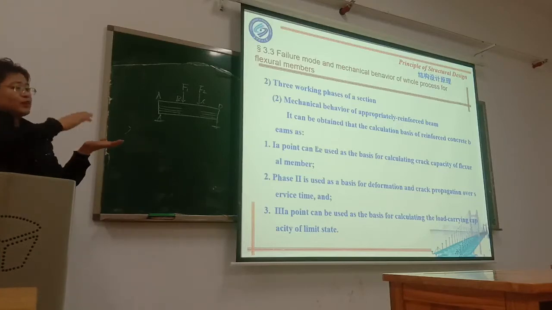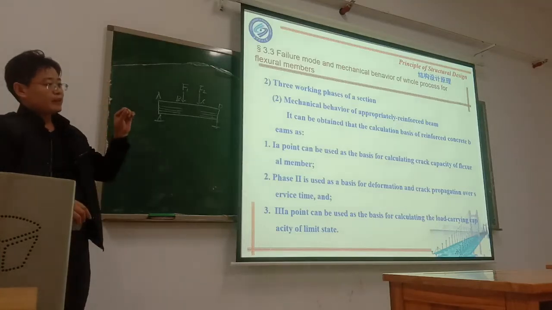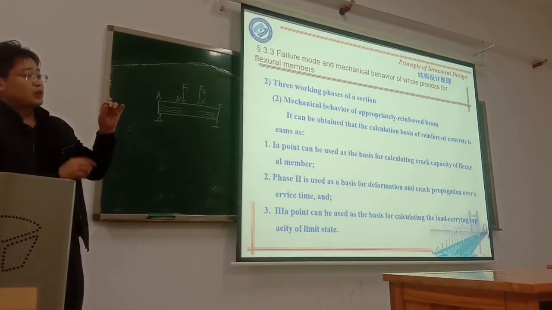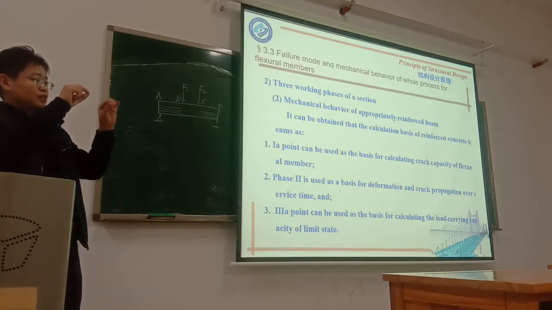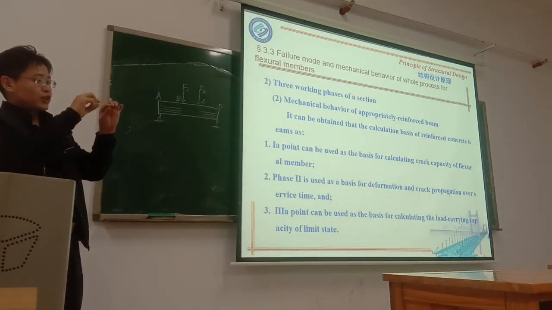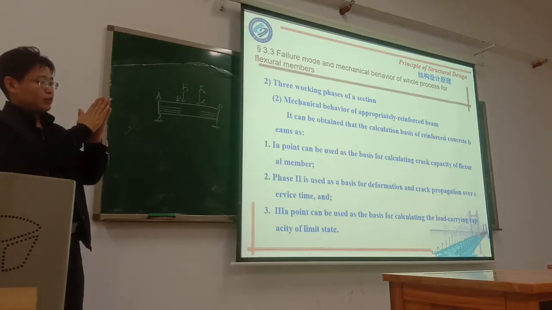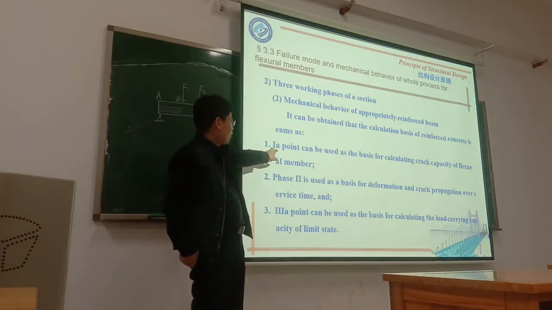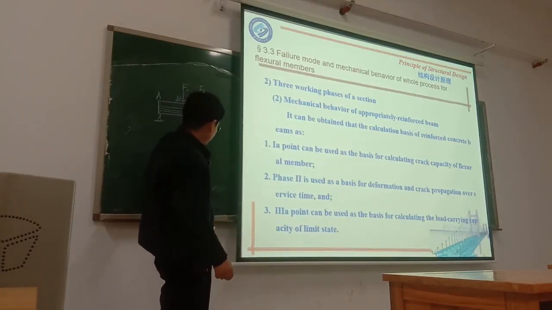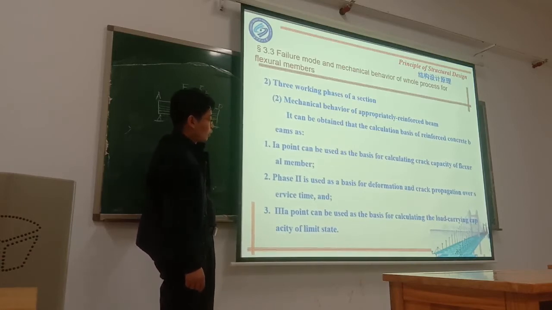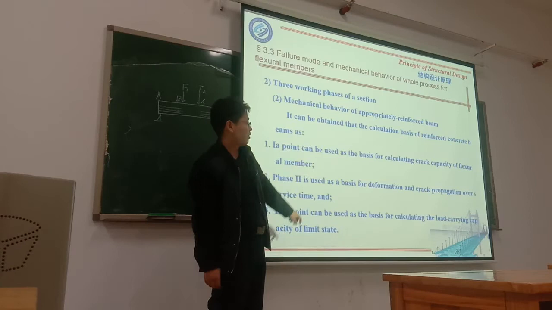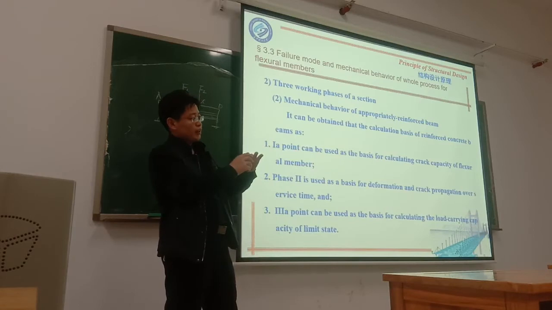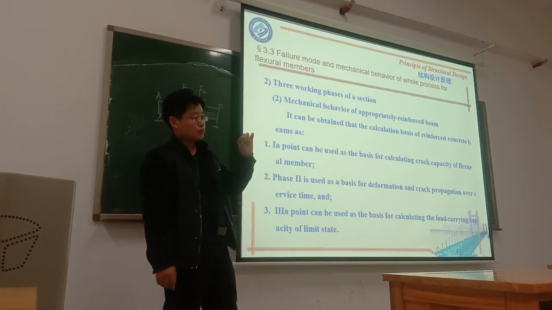Because at the end of phase one, the crack has not appeared. It's going to appear once the tensile force reaches the tensile strength of the concrete. So the RA point means the end of the first stage. We can use this point as the base to calculate the crack capacity. So that means when the crack is going to appear.